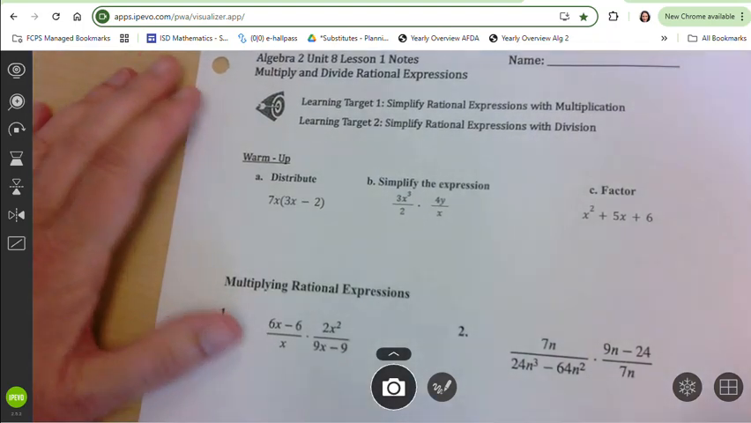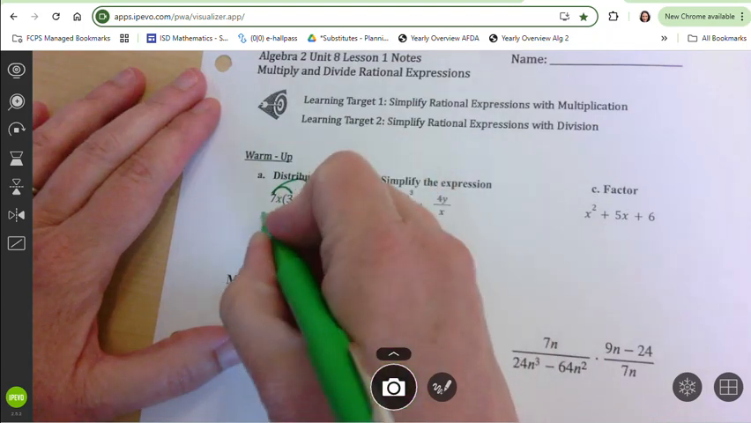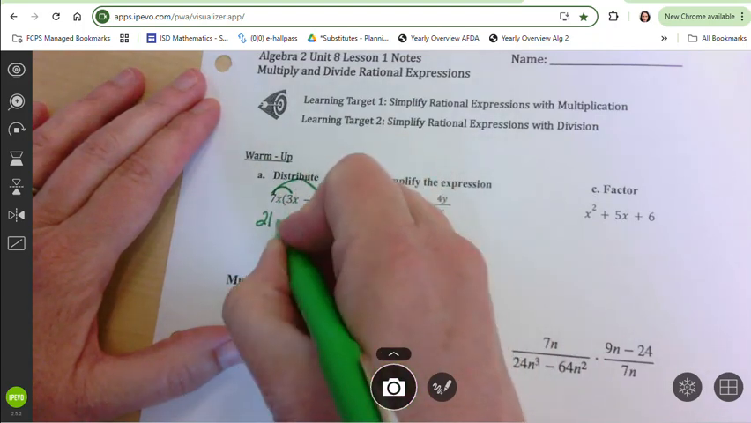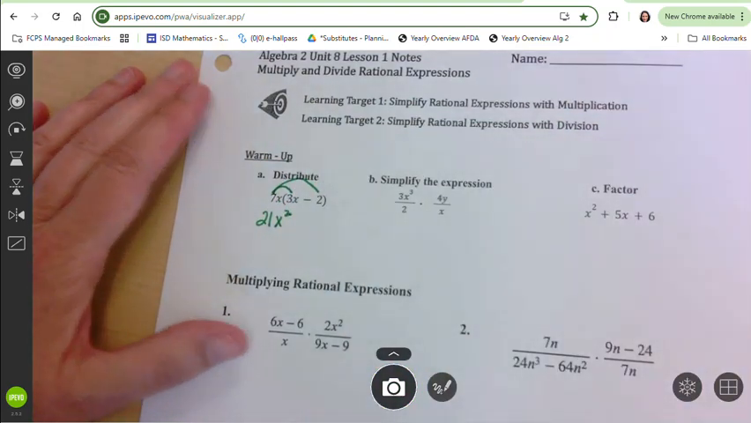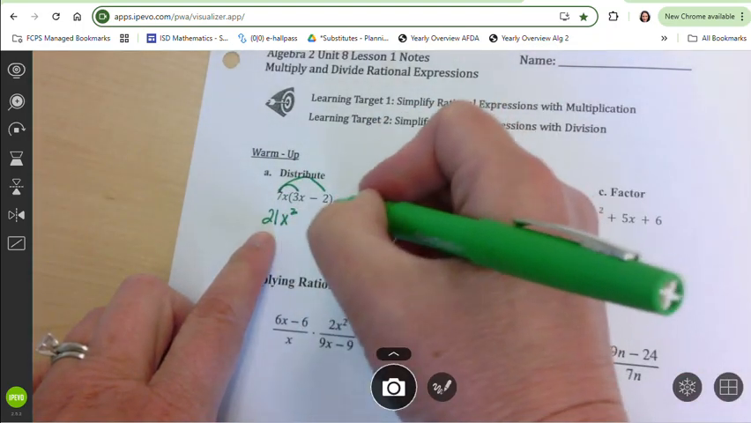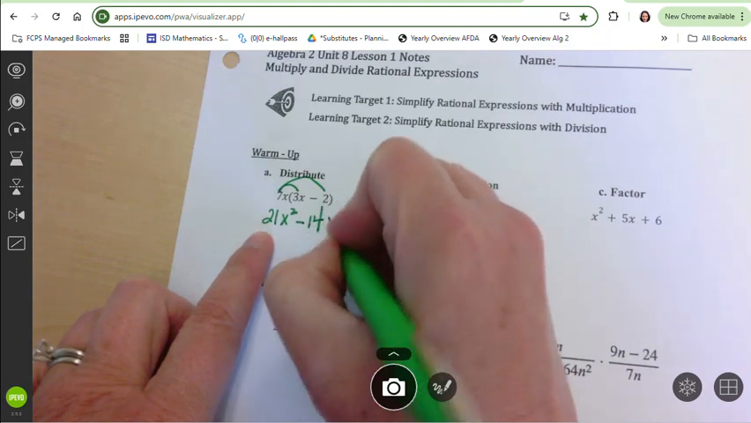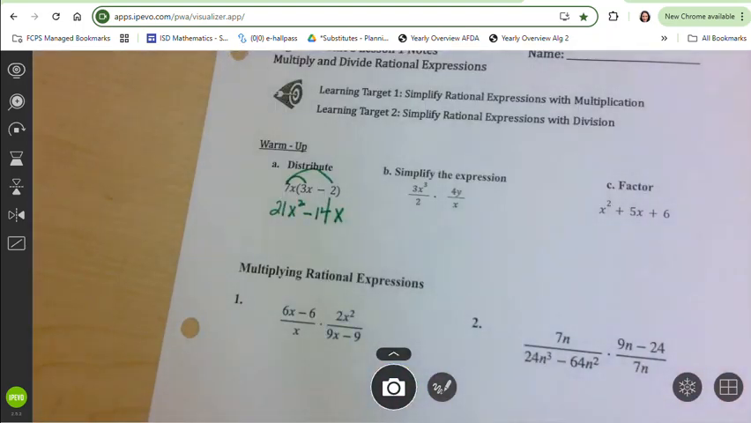All right, distribute. So you should have distributed like this, right? And then you got 21 x times x is x squared. Did you get that for your first term? Okay. Then 7x times negative 2 is going to give you negative 14x. Is that one good? Okay.